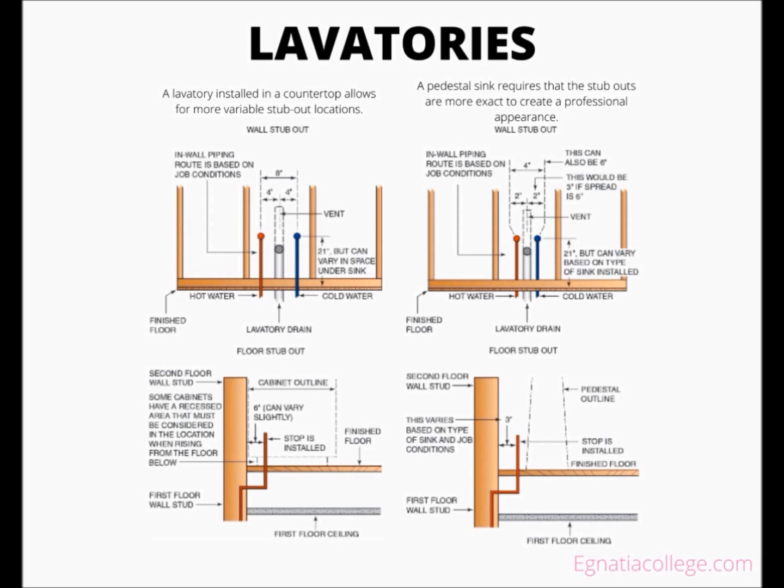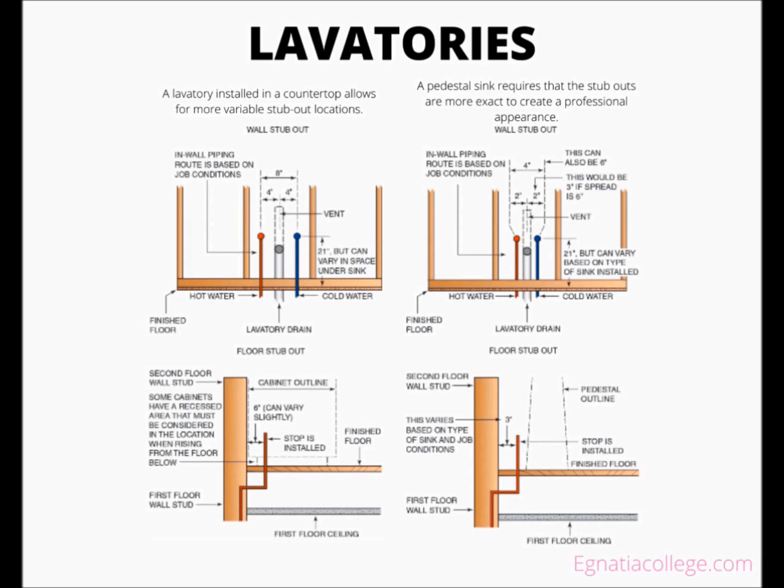A plumber must install the stub-outs at the same height and a specific distance apart from the center of the pedestal sink. The water stub-out is typically centered with an 8-inch spread for a cabinet-type sink. The stub-out for a pedestal sink usually has a 4-inch or 6-inch spread, so the isolation stops and flexible faucet tubing are more visually appealing.